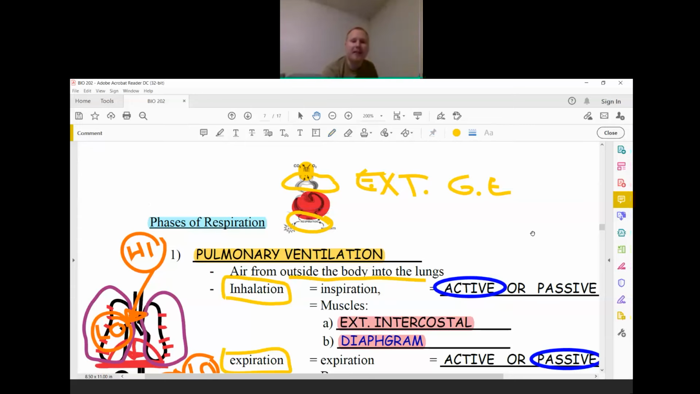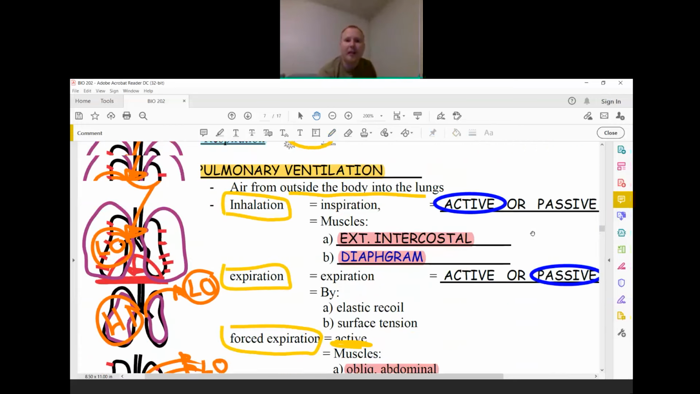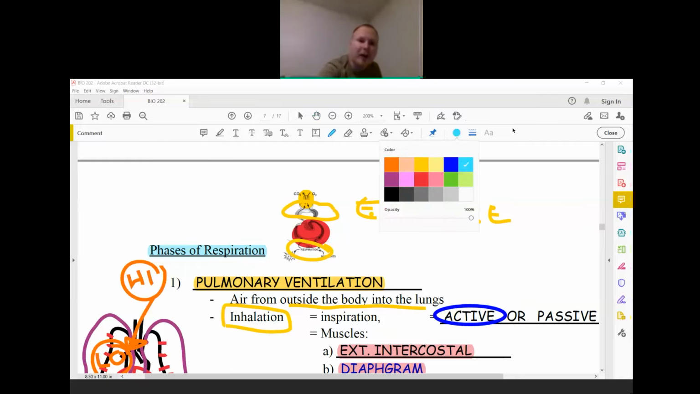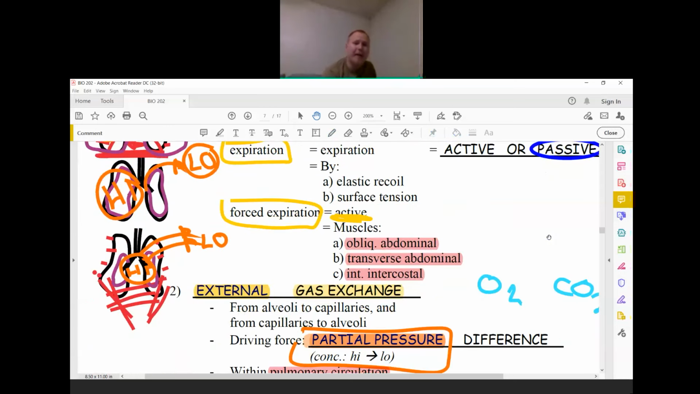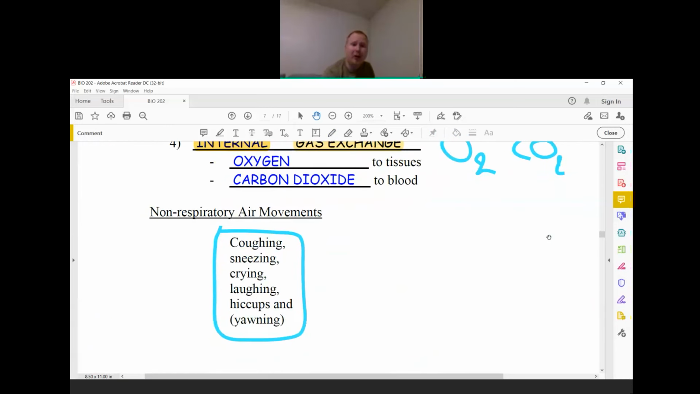So that covers the phases of respiration. However, what I do want to show is that when we often talk about the phases of respiration, we talk about them in these stages 1, 2, 3, and 4, as if air is moving this way. But of course, air can move the other way as well. So I guess you could talk about 4, 3, 2, 1 if you wanted. So it's not just a process that ends there. The non-respiratory air movements, we already looked at those earlier on.